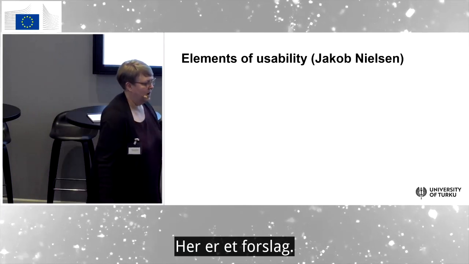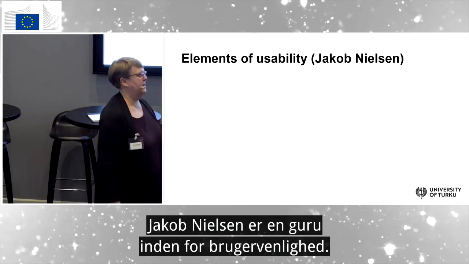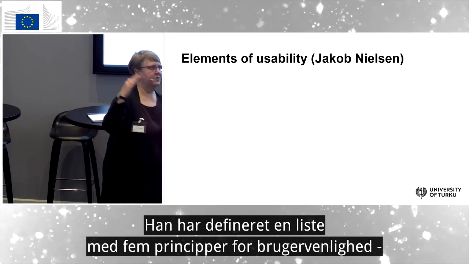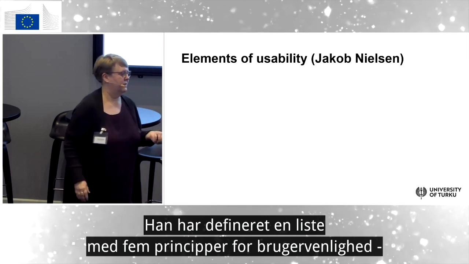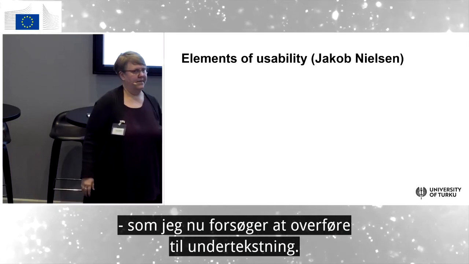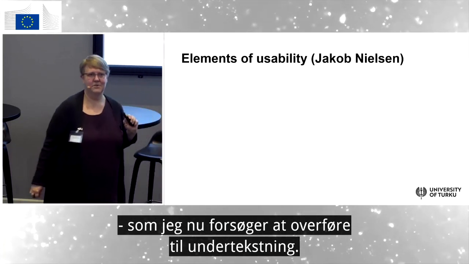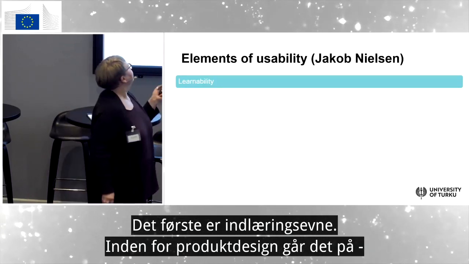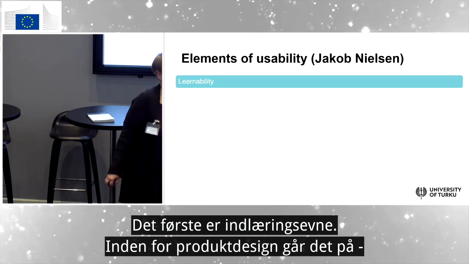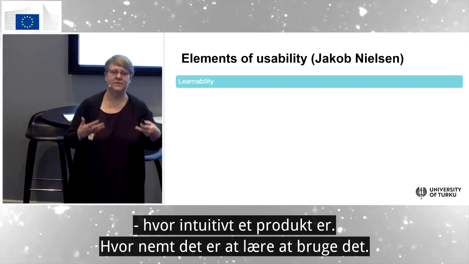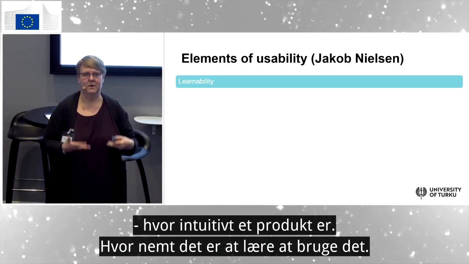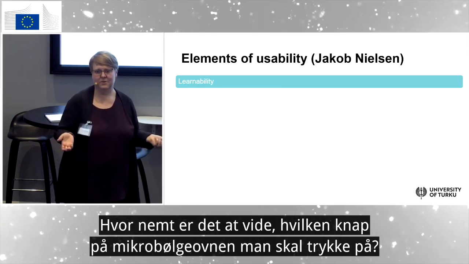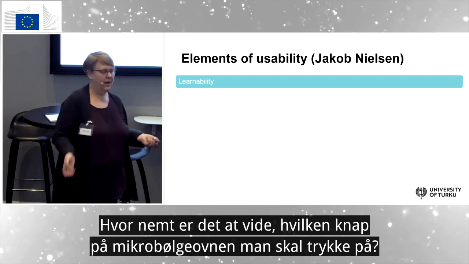And here's one idea. Jakob Nielsen is a guru in usability engineering, and he has put together this list of 5 elements of usability that I am now trying to turn into subtitling usability elements. So first of all, there's learnability. In engineering or product design, it means how easy it is to learn, how intuitive a product is, how easy it is to know which button to press so that the microwave oven heats your food.